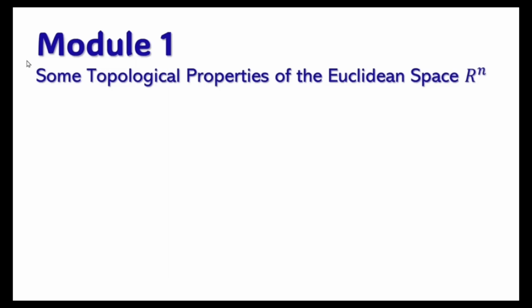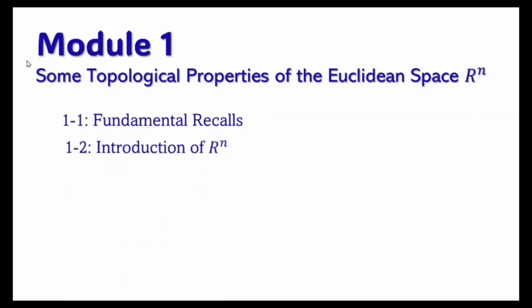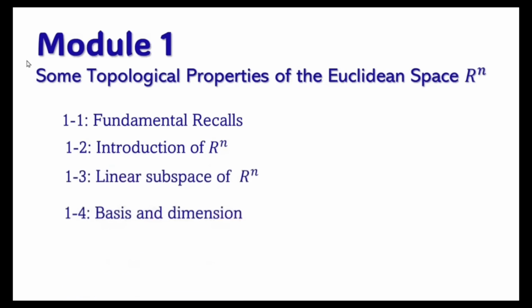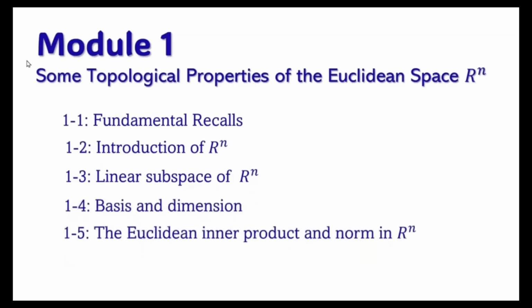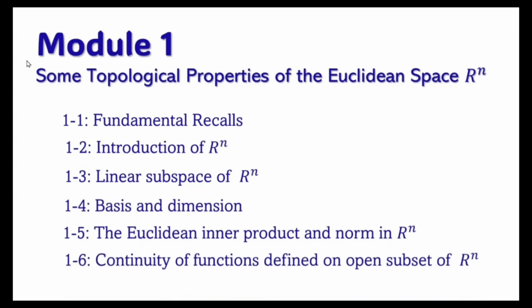In this module, we are going to study the fundamental recalls. So we will recall the basic ideas which are useful for studying the topological properties. Then we have introduction of Rn, then linear subspace of Rn, then basis and dimension of Rn, Euclidean inner product and norm in Rn, and then continuity of functions defined on open subset of Rn. So these six concepts consist of module 1.